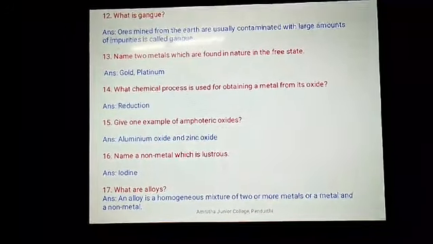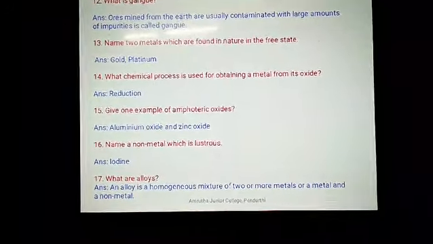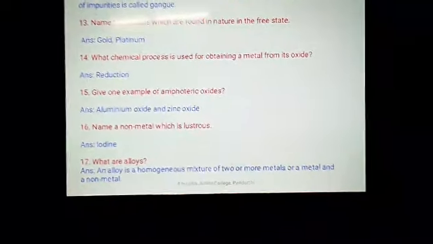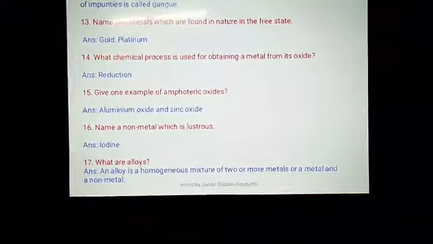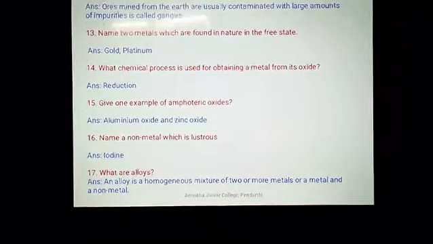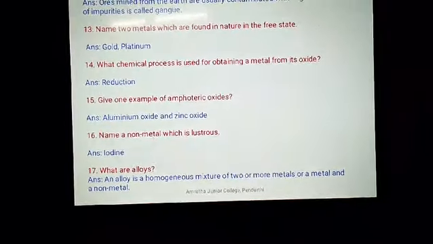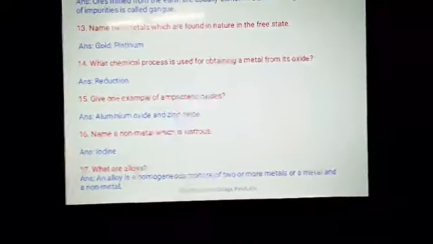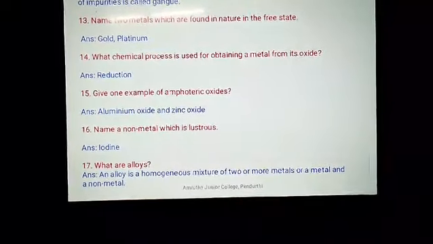Which chemical process is used to obtain a metal from metal oxides? They are asking the question like that. Conversion of metal oxide to metal means removal of oxygen. Removal of oxygen is addition of hydrogen, and gain of electrons is nothing but reduction. Here, oxide to metal means oxygen is removed, so that is called reduction.